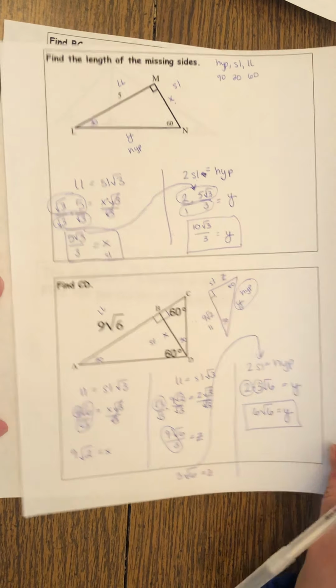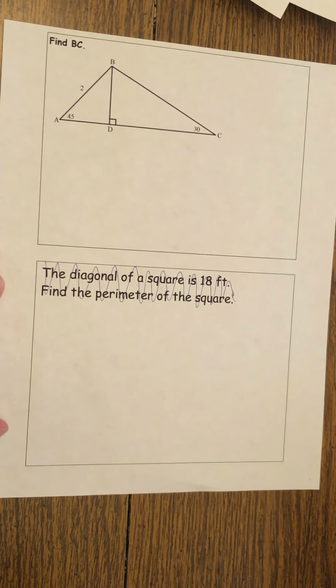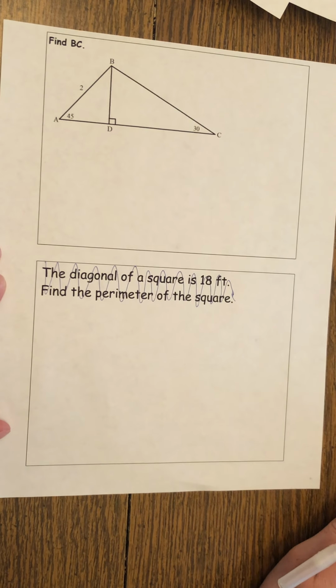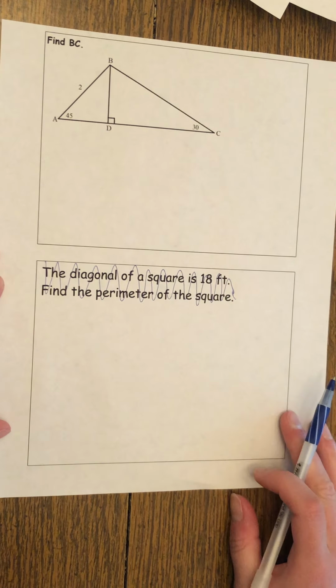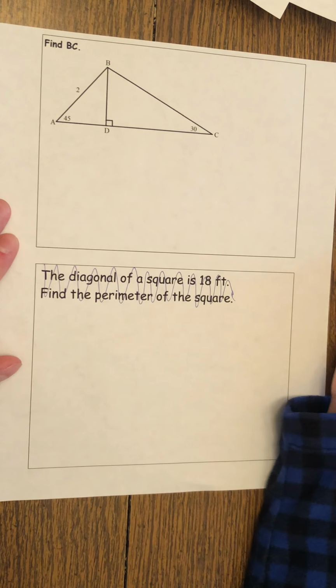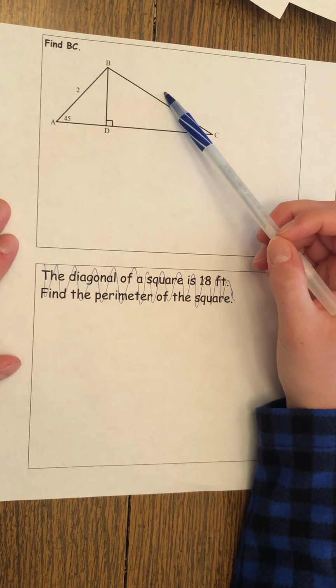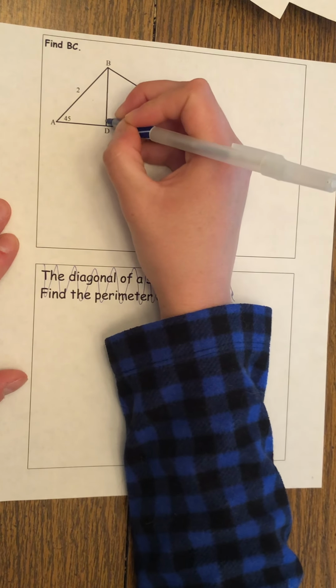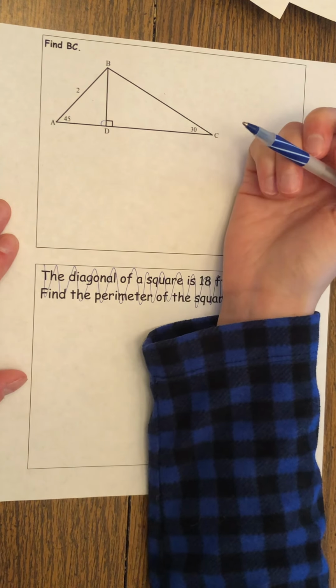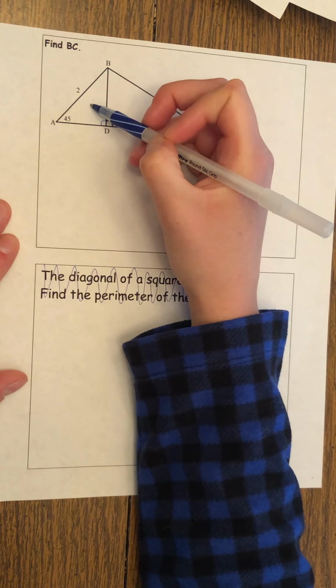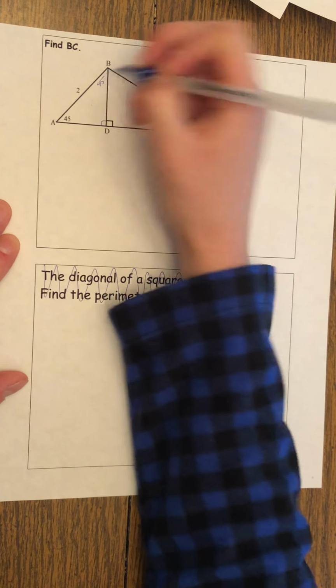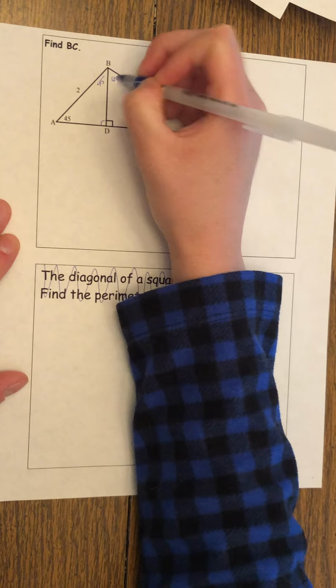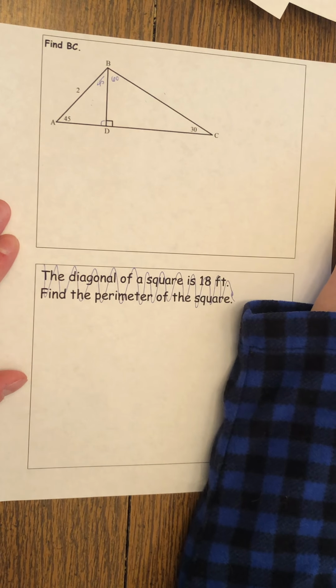Now, we have one more problem to do. This problem was a copy and paste error, so you could just cross that out if you printed out the notes. So, the last problem here is we need to find the length of BC. Again, we have 2 right triangles adjacent to one another. The difference in this one is that one of the triangles is a 45, 45, 90, and the other one is a 30, 60, 90.